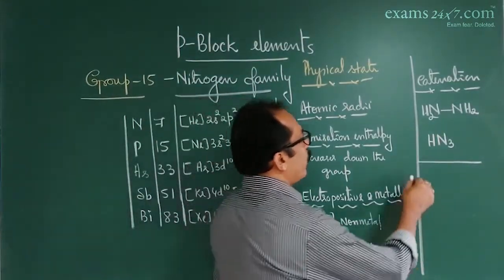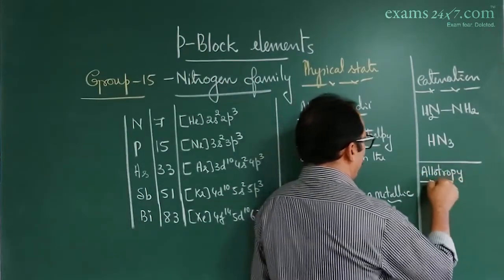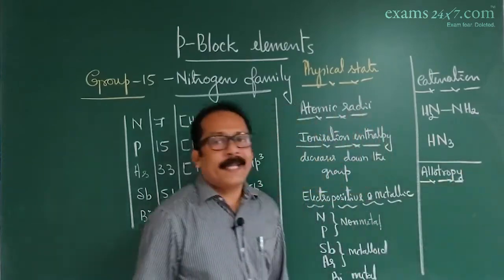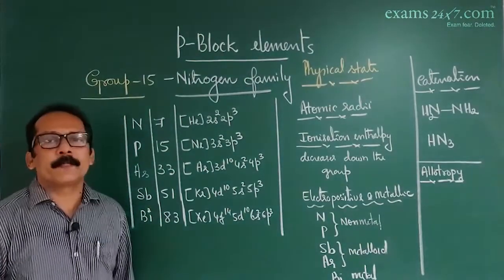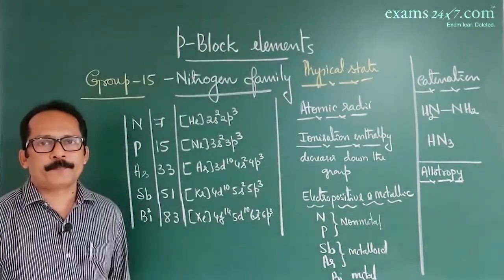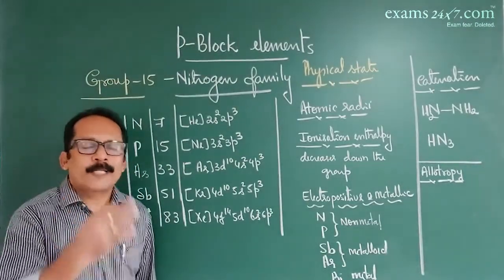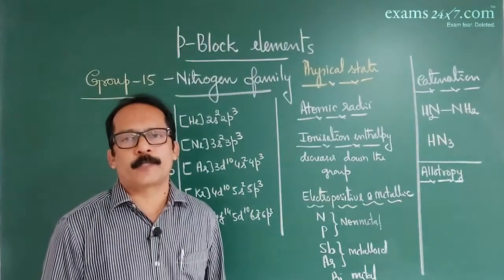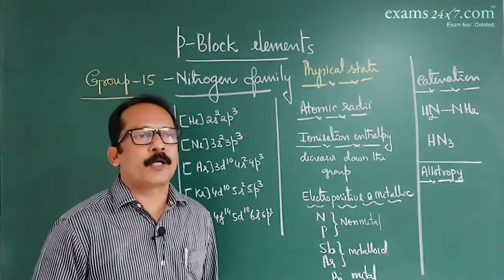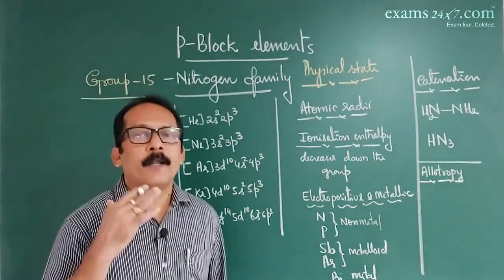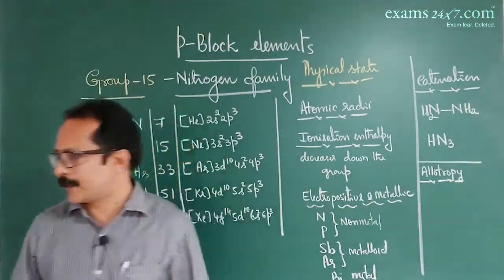Next, allotropic forms, allotropy. Except bismuth, all other elements exhibit allotropic forms. Phosphorus exhibits 5 allotropic forms: white phosphorus, also called yellow phosphorus, which is very reactive, red phosphorus, black phosphorus, scarlet phosphorus, and violet phosphorus. So these are the 5 allotropic forms of phosphorus.